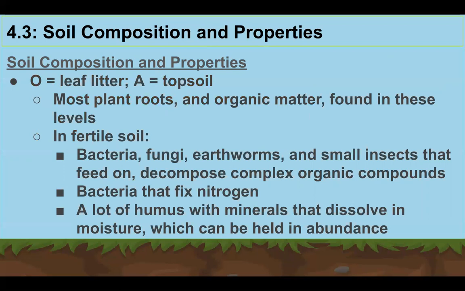In fertile soil, we're going to have some organisms that help to decompose and aerate the soil. There will be bacteria that can help to fix nitrogen. Remember, plants can't use N2 from the air. Bacteria help by converting that nitrogen into usable forms for our plants. And there should also be a lot of humus, which will contain minerals and nutrients that need to be used by plants.